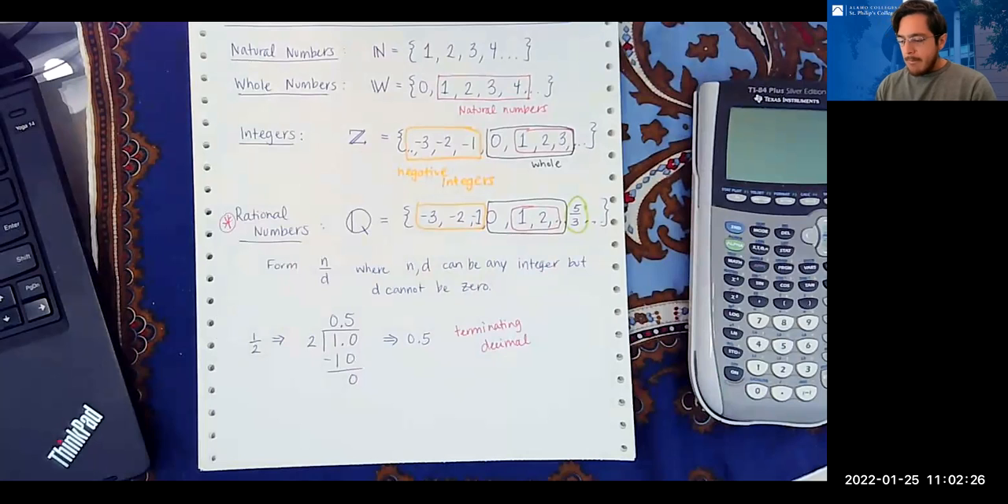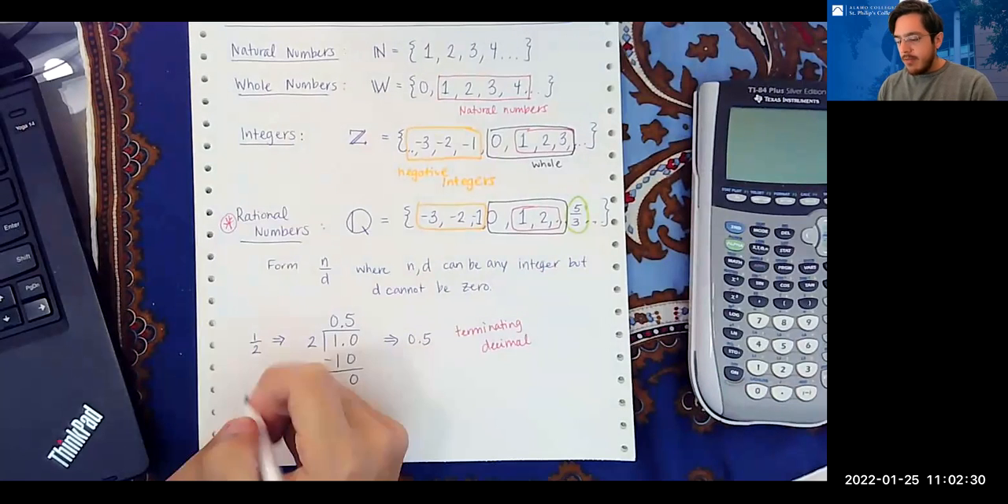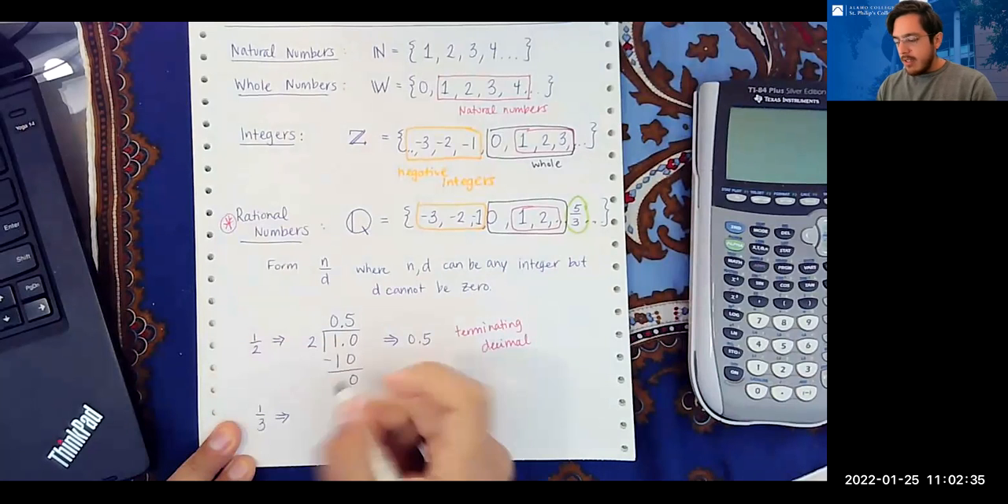Additionally, we might look at a number like 1/3, and we could do long division here as well, where we take 1 and divide that by 3.